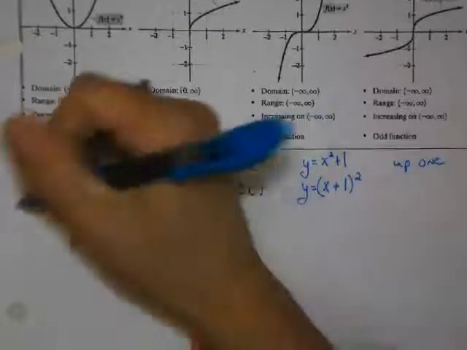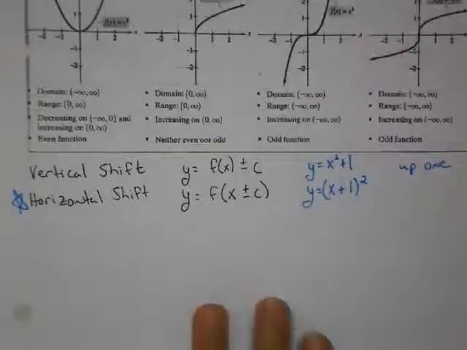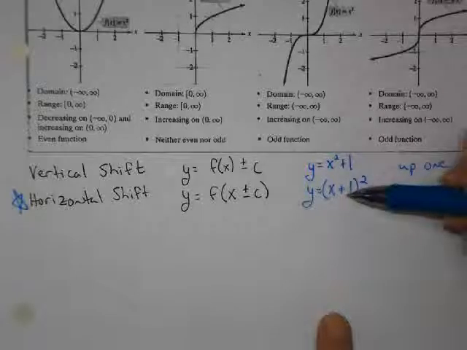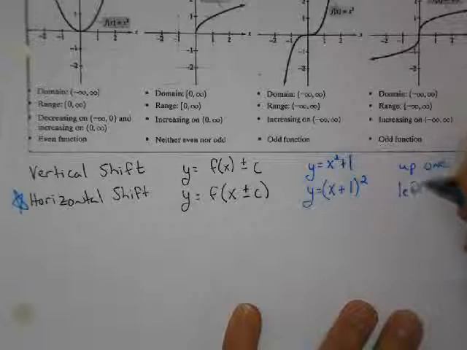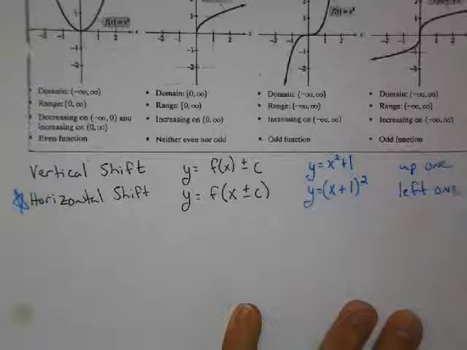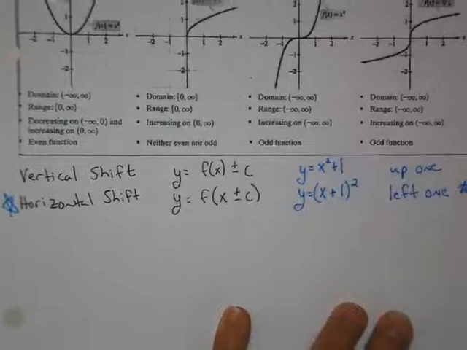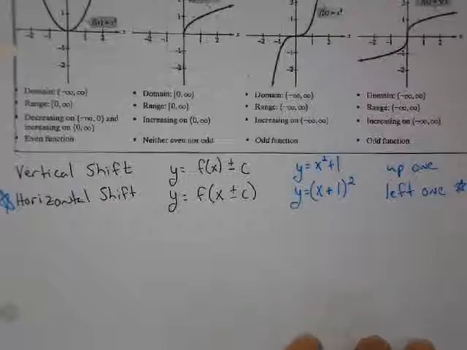Okay? I'm going to put a star out here because this guy's going to cause all sorts of problems. I think he should go right 1. Unfortunately, he's a problem child. You really go left 1. So he is backwards from what you think it should do. Okay?